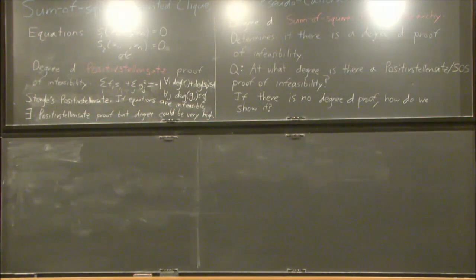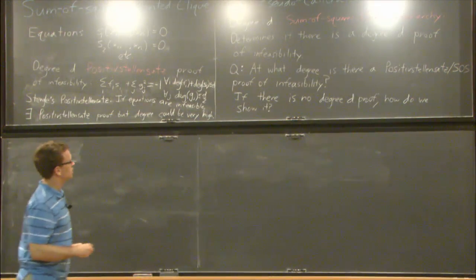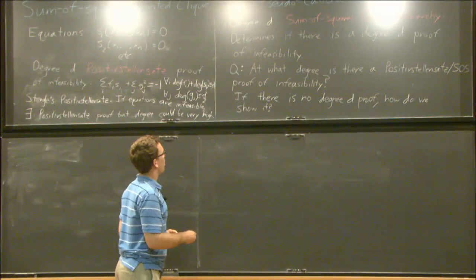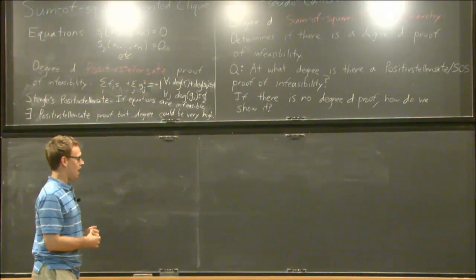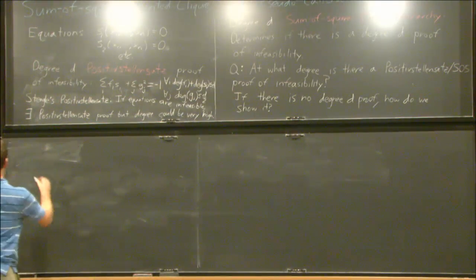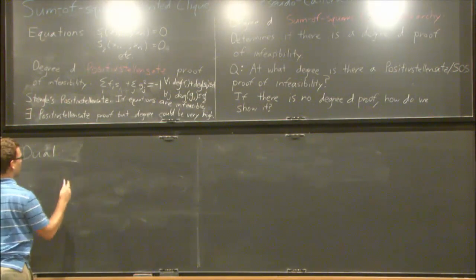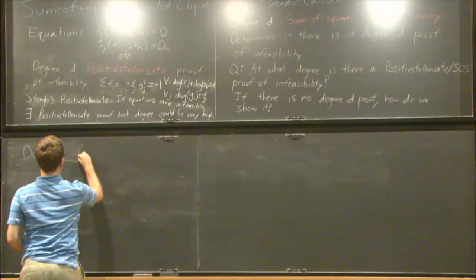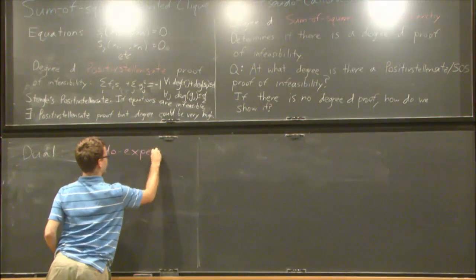Now it turns out by Stengle's positive Stellensatz, if the equations are infeasible, then there will be a positive Stellensatz proof, but the degree could be very high. So the questions we're investigating are, at what degree will there be a positive Stellensatz / SOS proof of infeasibility? And if there's no such proof, how do we show it? To show that there is no degree D SOS proof, we look at the dual, which it turns out is what is called pseudo-expectation values.